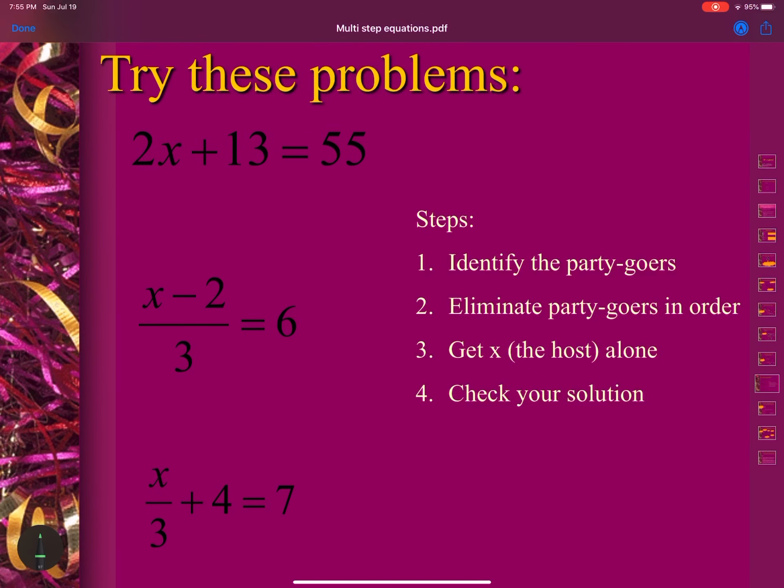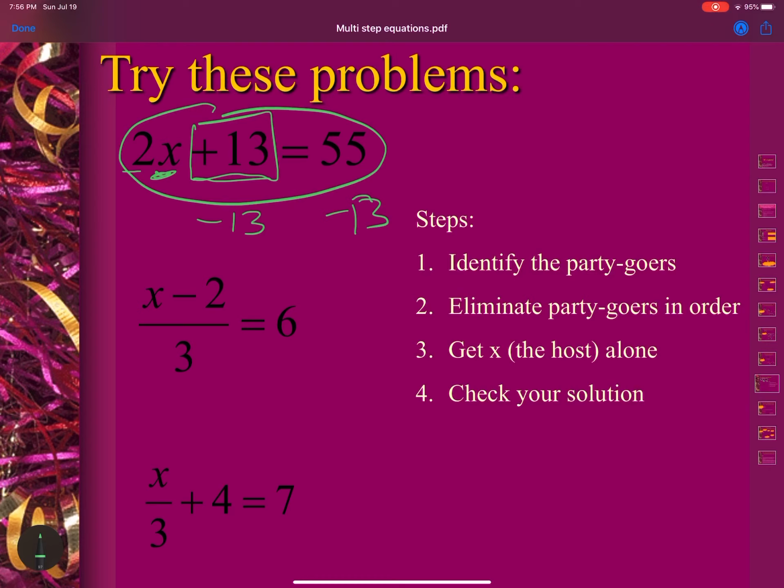So let's try a couple problems. This one here, we are the 2x. We are the x right here. We have friends, we have family. Who leaves first? The friends leave first, the ones that are a little further away. To make them leave, we do the opposite operation. It's plus 13, so we subtract 13 from both sides. After subtracting 13, we have 2x is equal to 42. And then all that's left is family. We divide by 2, and x equals 21.